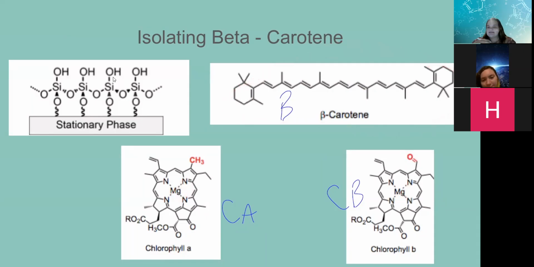So now let's relate this to TLC a little bit. If we were to toss this on a TLC plate with chlorophyll A and chlorophyll B, is it going to be the highest one or the lowest one, if it's the most nonpolar?